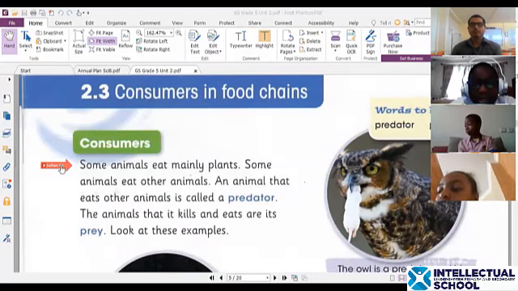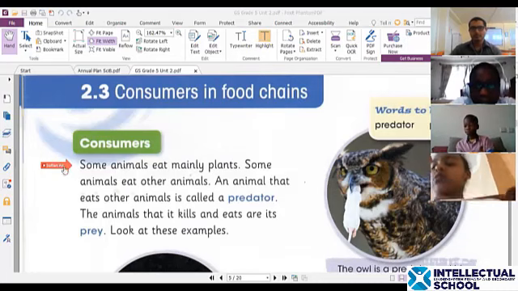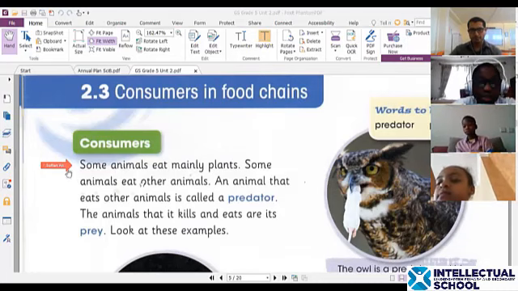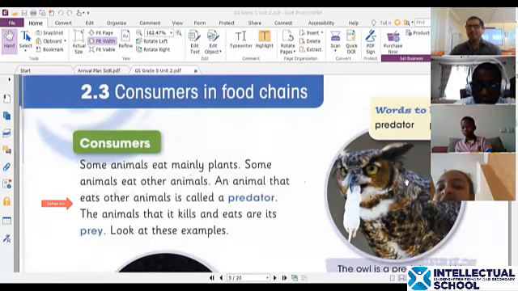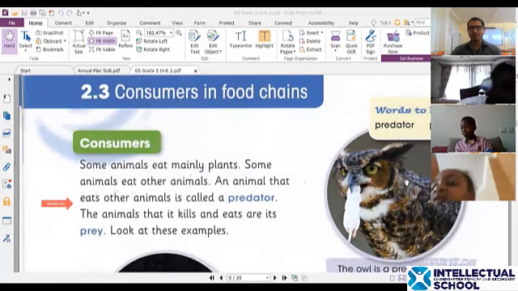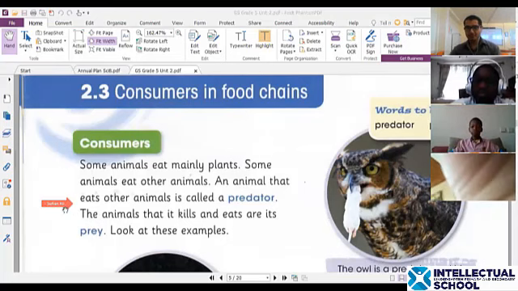Some animals eat many plants. Some animals eat other animals. An animal that eats other animals is called a predator. Animals eat other animals. We are also animals and we eat, for example, meat, so we are eating one another. Continue.